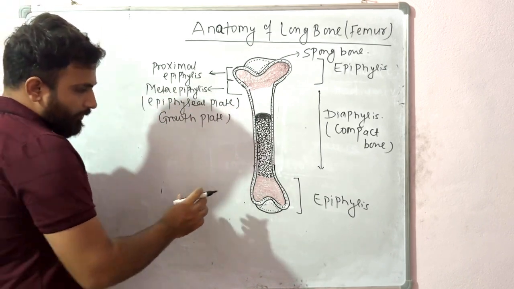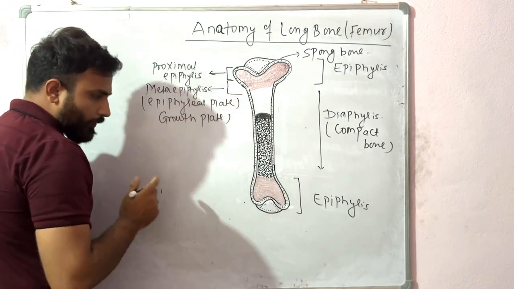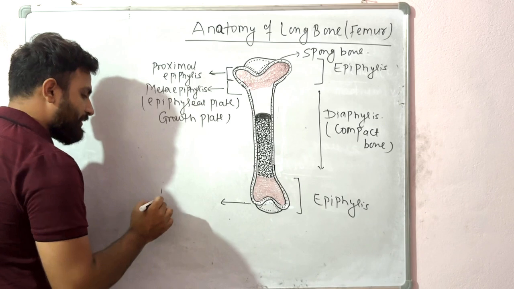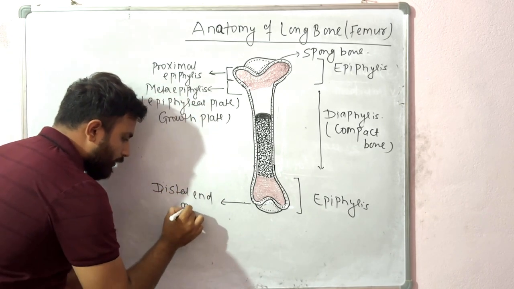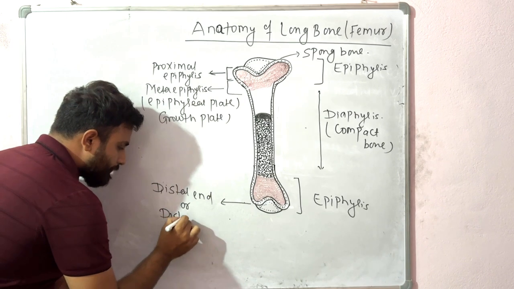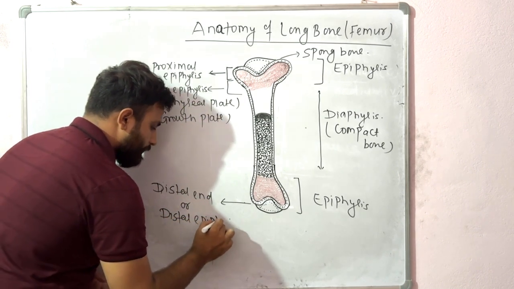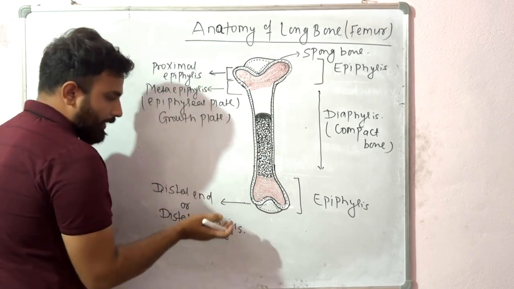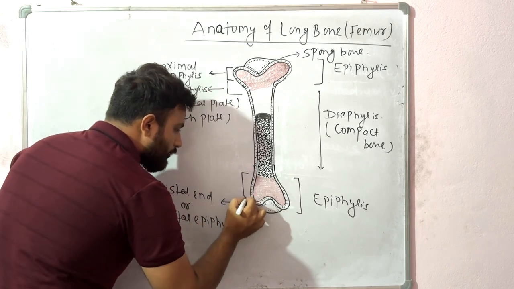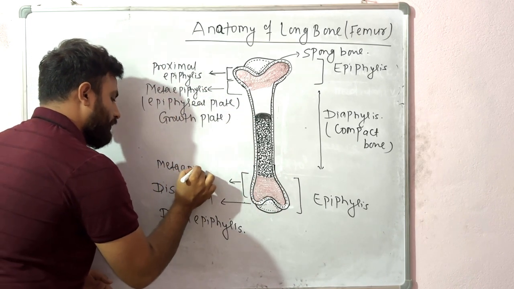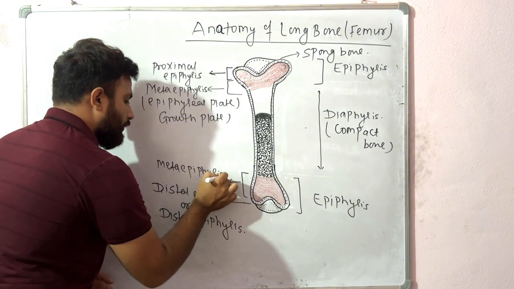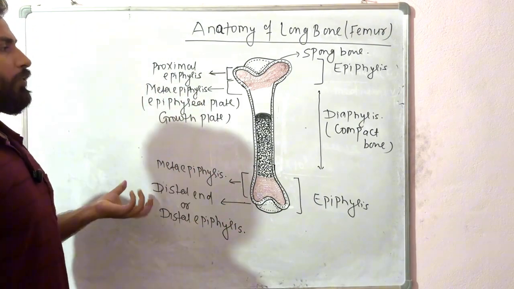And then, if you talk about the lower epiphysis, the lower end of the epiphysis is called the distal end, or we can also say the distal epiphysis. Above the distal epiphysis there is another meta-epiphysis. So these are the basic structures we have to understand.